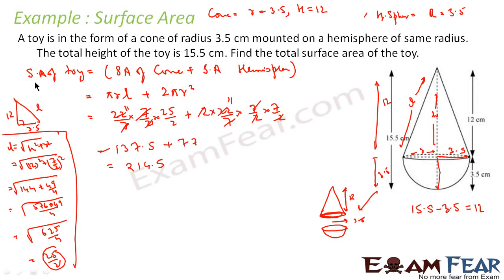Now since we are talking about surface area and this is in centimeter, this will be centimeter square, and that is what it is. So I found the total area of the toy to be 214.5 centimeter square. And how did I find the total surface area? I found the surface area of the cone, I found the surface area of the hemisphere, and then added these to get the surface area of the toy.